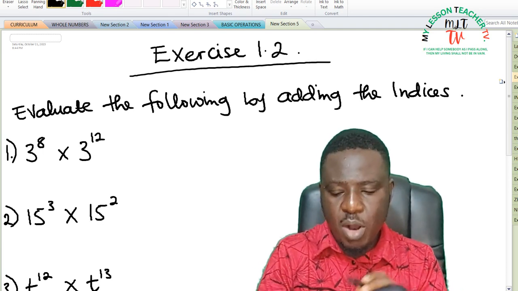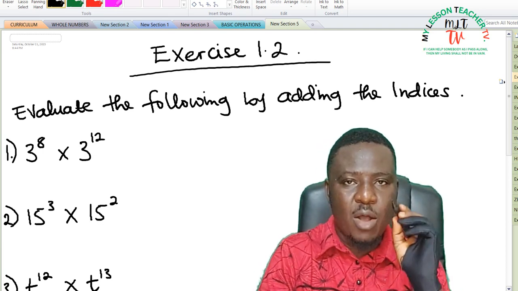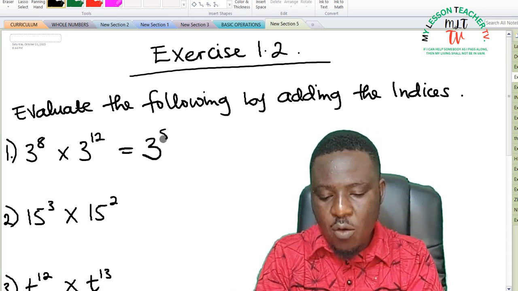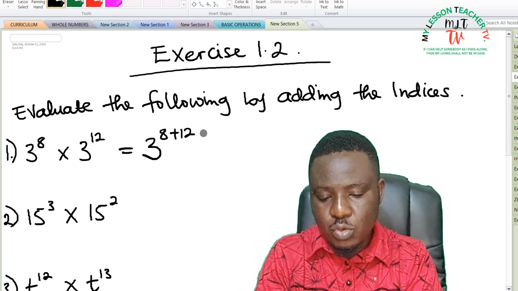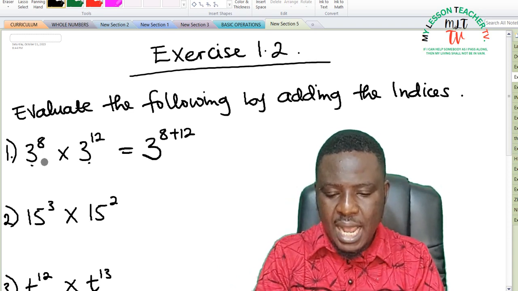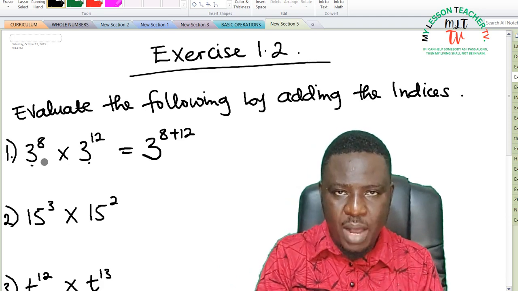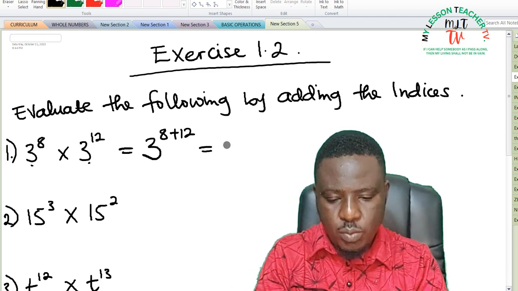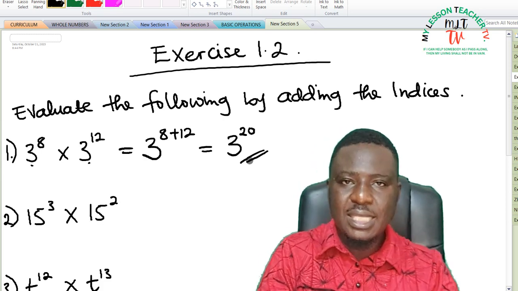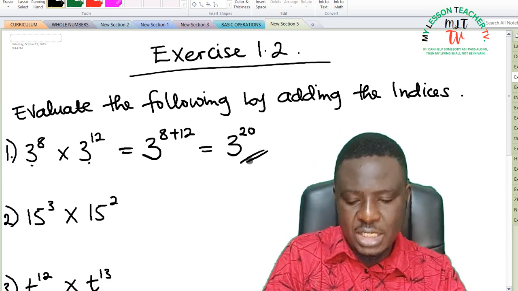So 3 raised to the power of 8 times 3 raised to the power of 12 will now be equal to 3 raised to the power of 8 plus 12. Since the bases are equal, we write out the base and thereafter add their powers. So this is equal to 3 raised to the power of 20. This is the indices law of addition.